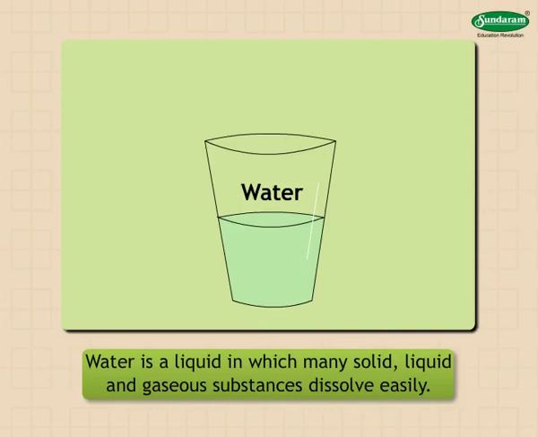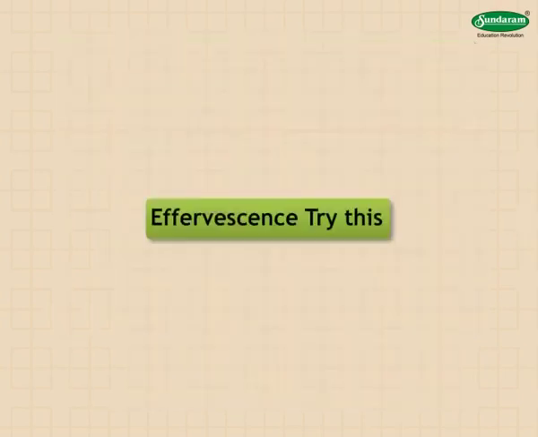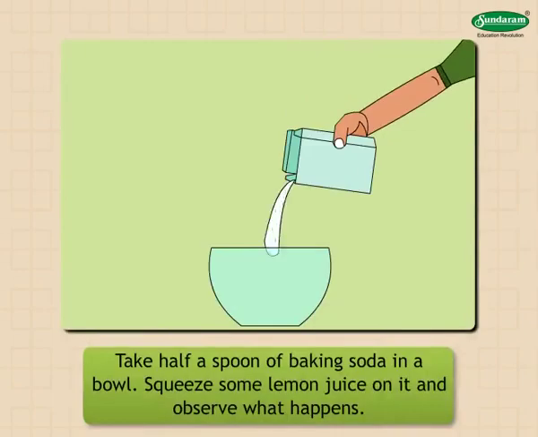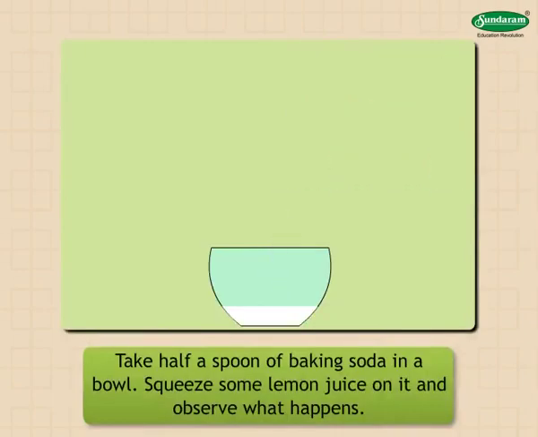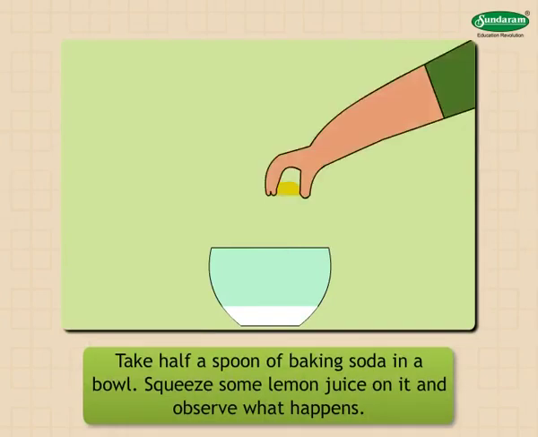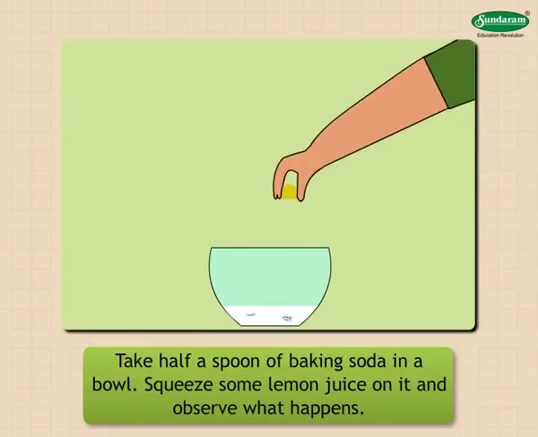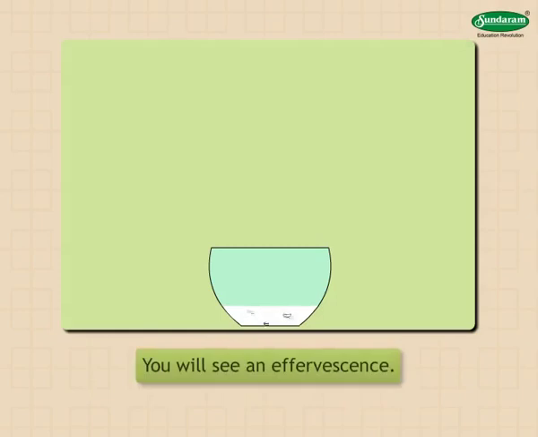With this, we come to the last part of this chapter, which is effervescence. Effervescence. Try this. Take half a spoon of baking soda in a bowl. Squeeze some lemon juice on it and observe what happens. You will see an effervescence.